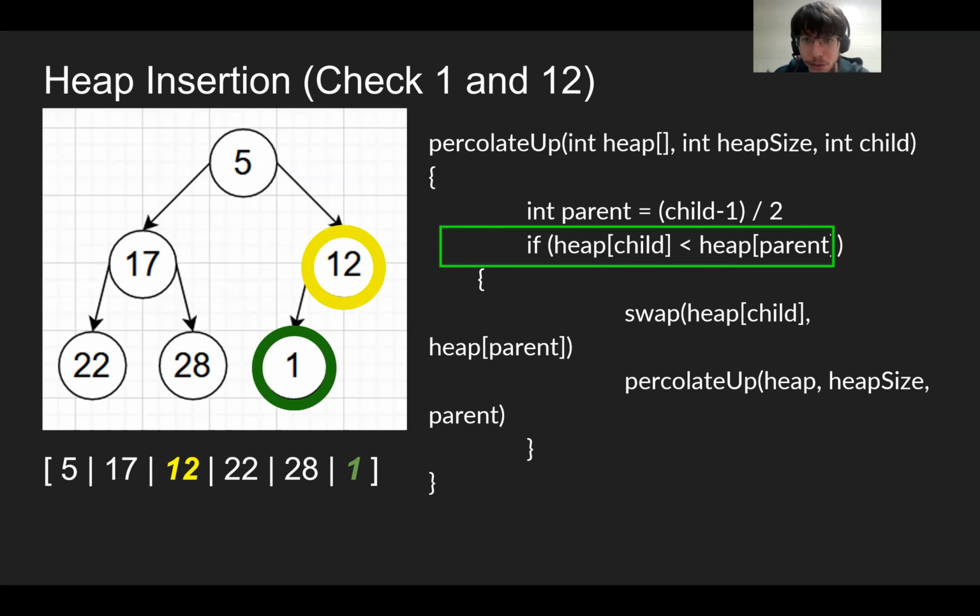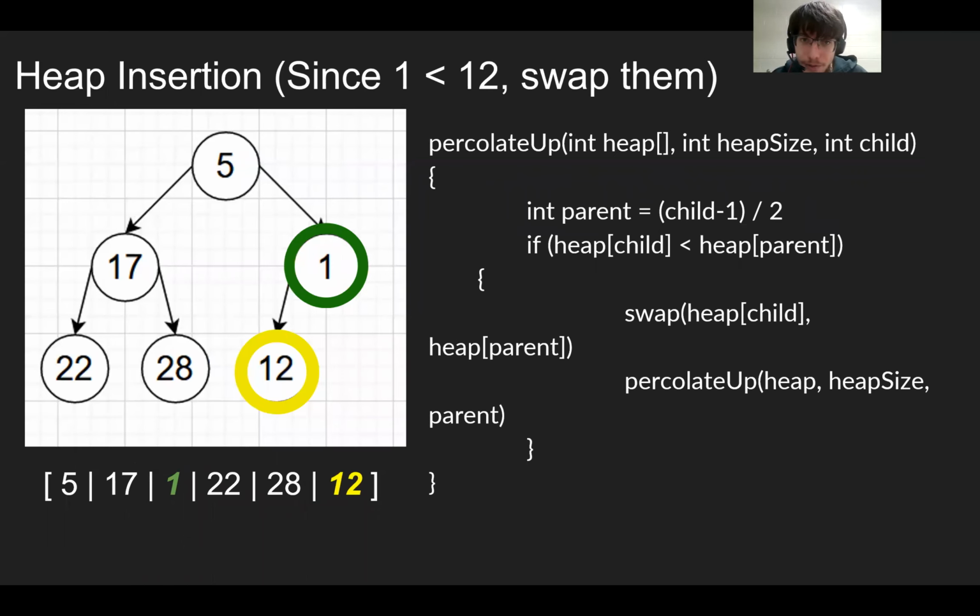And for heapify up, let's look at the code for that. In heapify up, we find the parent, which is (child minus 1) over 2. If heap child is less than heap parent, so we're checking if 1 is less than 12, and if it is, we swap them, and then just heapify up from there.